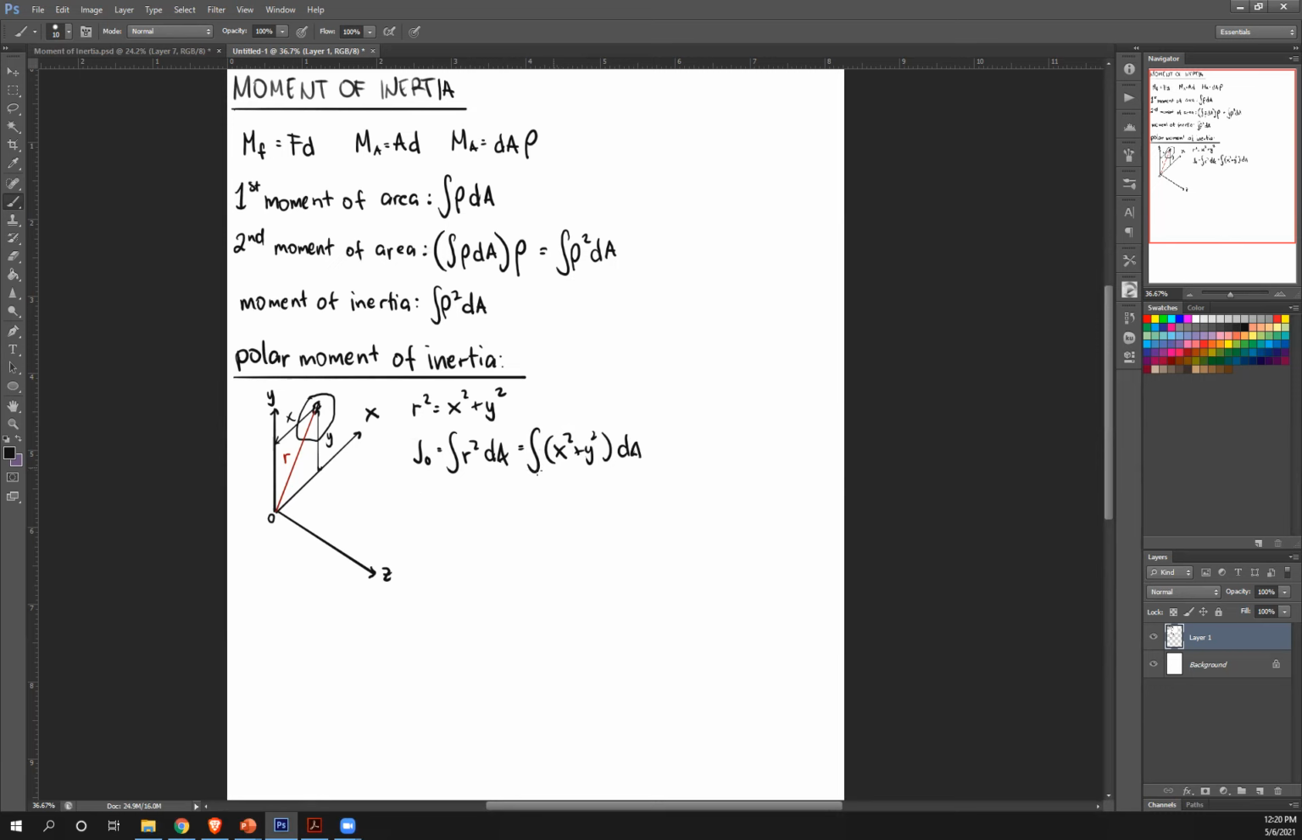Separating our terms, this becomes integral of x squared dA plus integral of y squared dA. And we know integral of x squared dA is your moment of inertia about the y-axis, and then y squared dA is your moment of inertia about the x-axis. So this becomes moment of inertia about y-axis plus moment of inertia about x-axis. So J sub O is now equal to Ix plus Iy. Okay, so that's how that equation came to be.